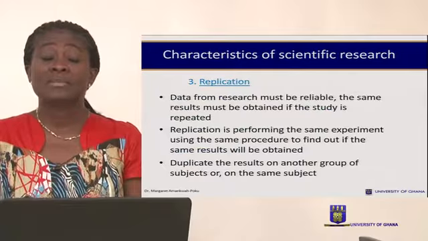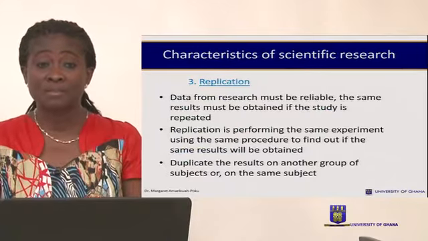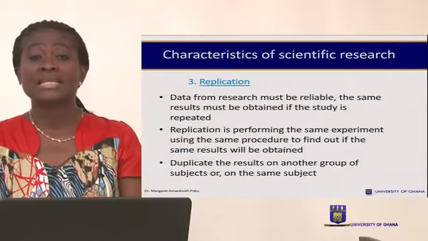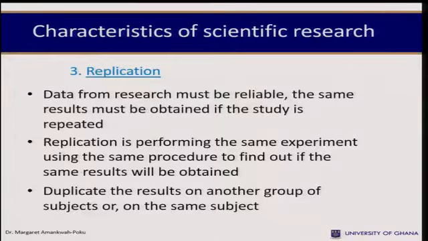The third one that Christensen talks about is replication. So when we do scientific research, the data that we obtain must be reliable. It means that if we are to repeat the same research using the same steps, we should be able to obtain the same kind of results that was obtained initially.